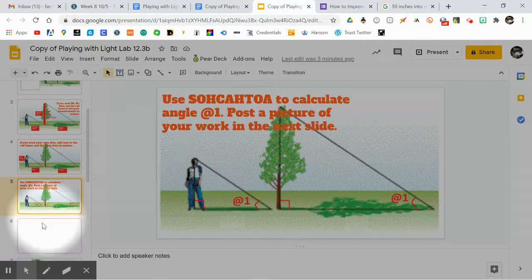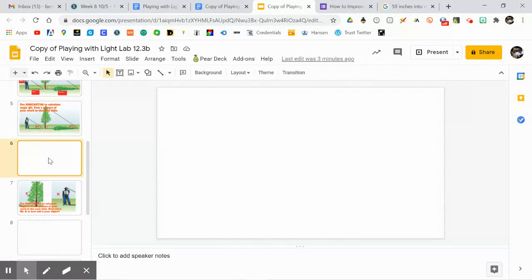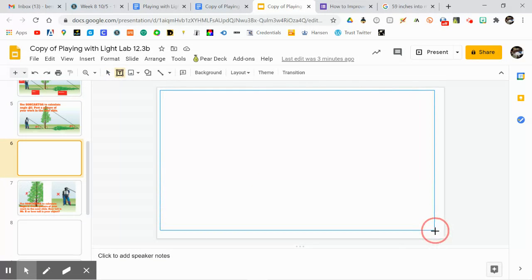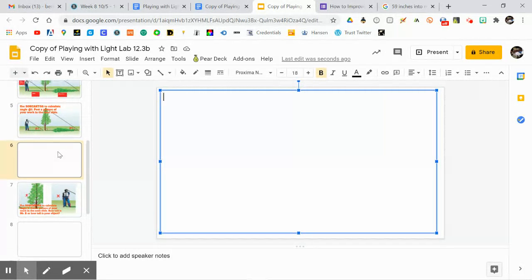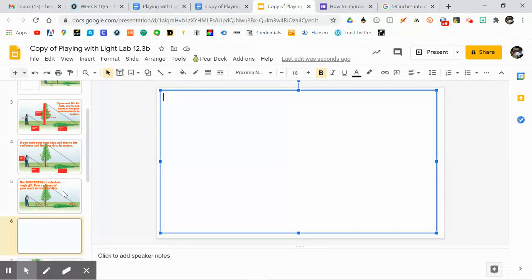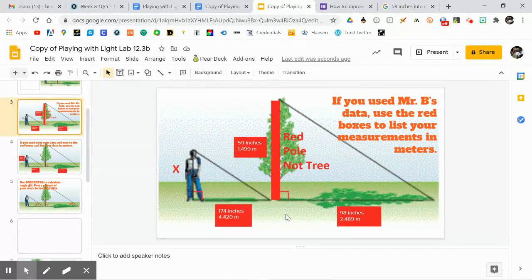So let's go back to our lab. Here is where we have our work. Again, you don't have to do what I'm doing. You can do this work in your notebook and then take a picture and post it on this. Let's figure out what this angle is, everybody. Let me see my data. I'm going to use this data.